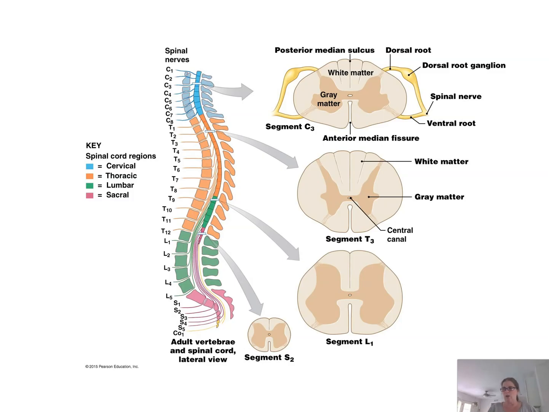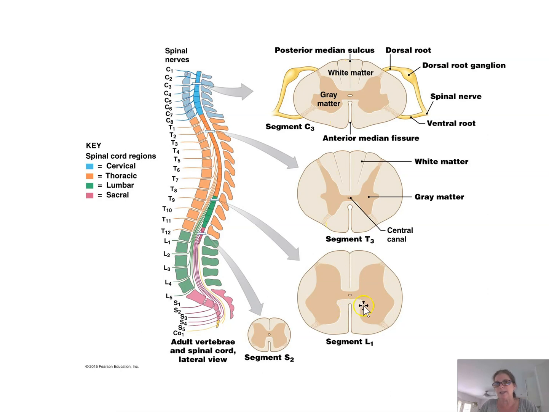When we look at the cord, we know it's broken down into different regions. You already learned the bones. We have a cervical area, we have thoracic, lumbar, and sacral, and there's coccyx down here. And each area of the spinal cord is going to have nerves that come off of it. So we'll have cervical nerves and sacral nerves and lumbar nerves, etc. But if you look at the cord here, you'll notice that these are the regions of the cord, and that they're not the same size.